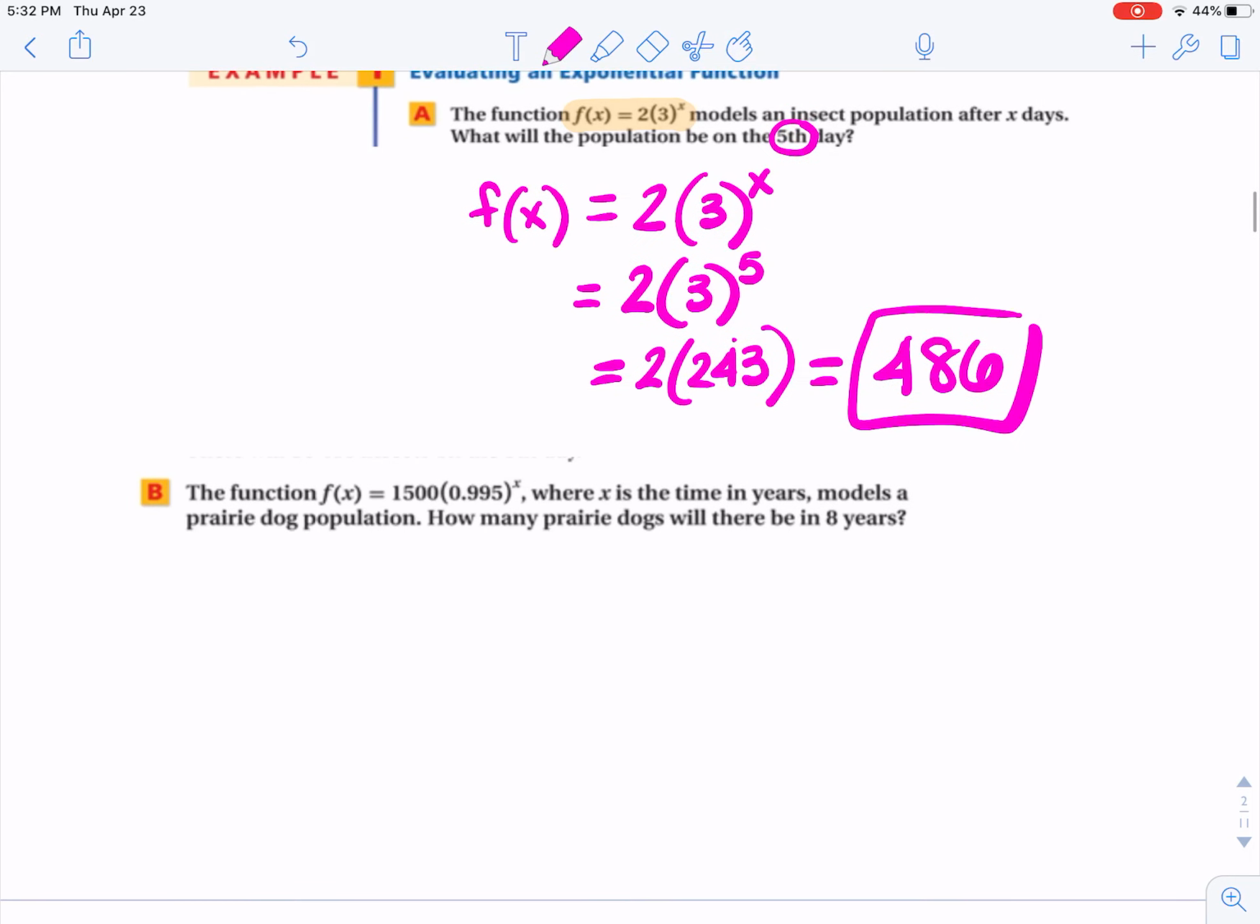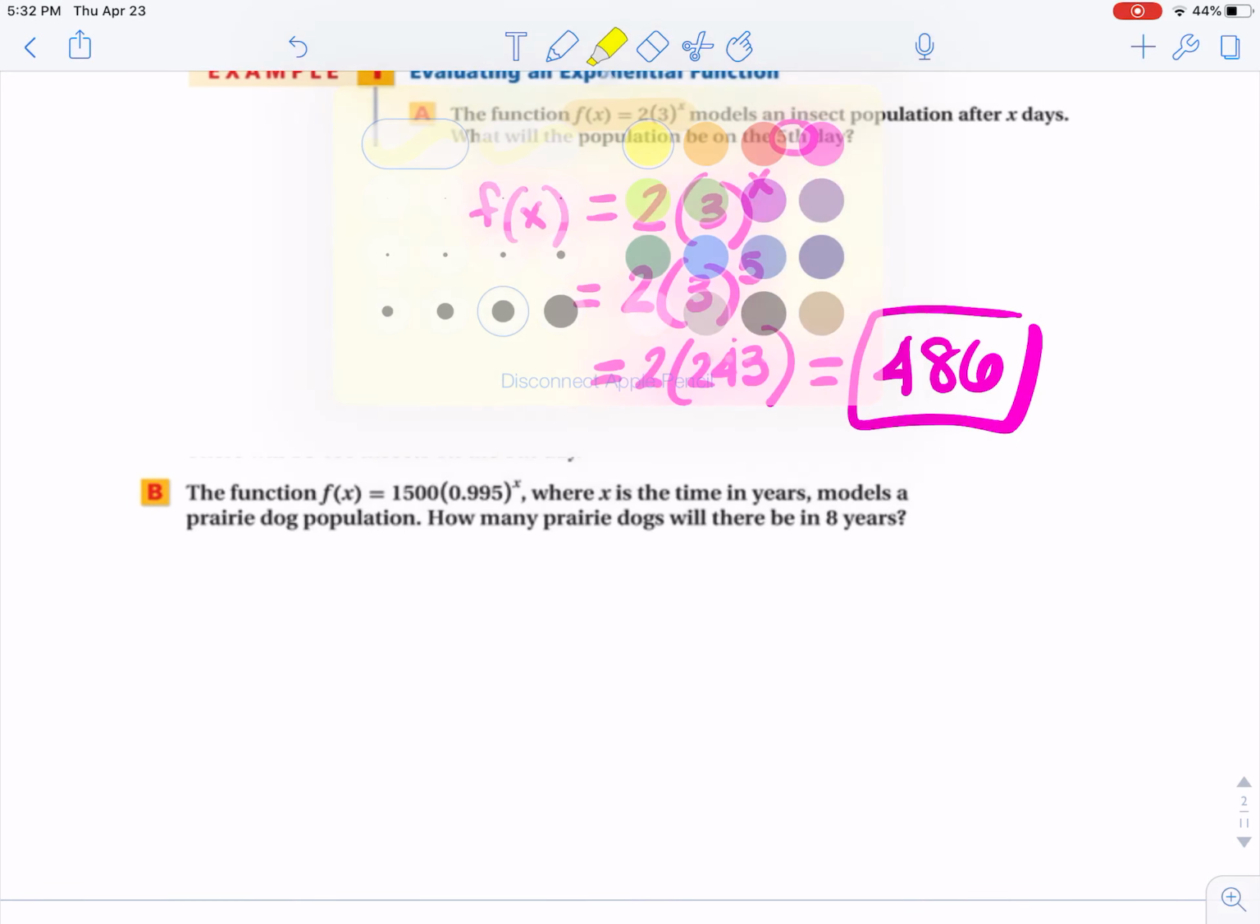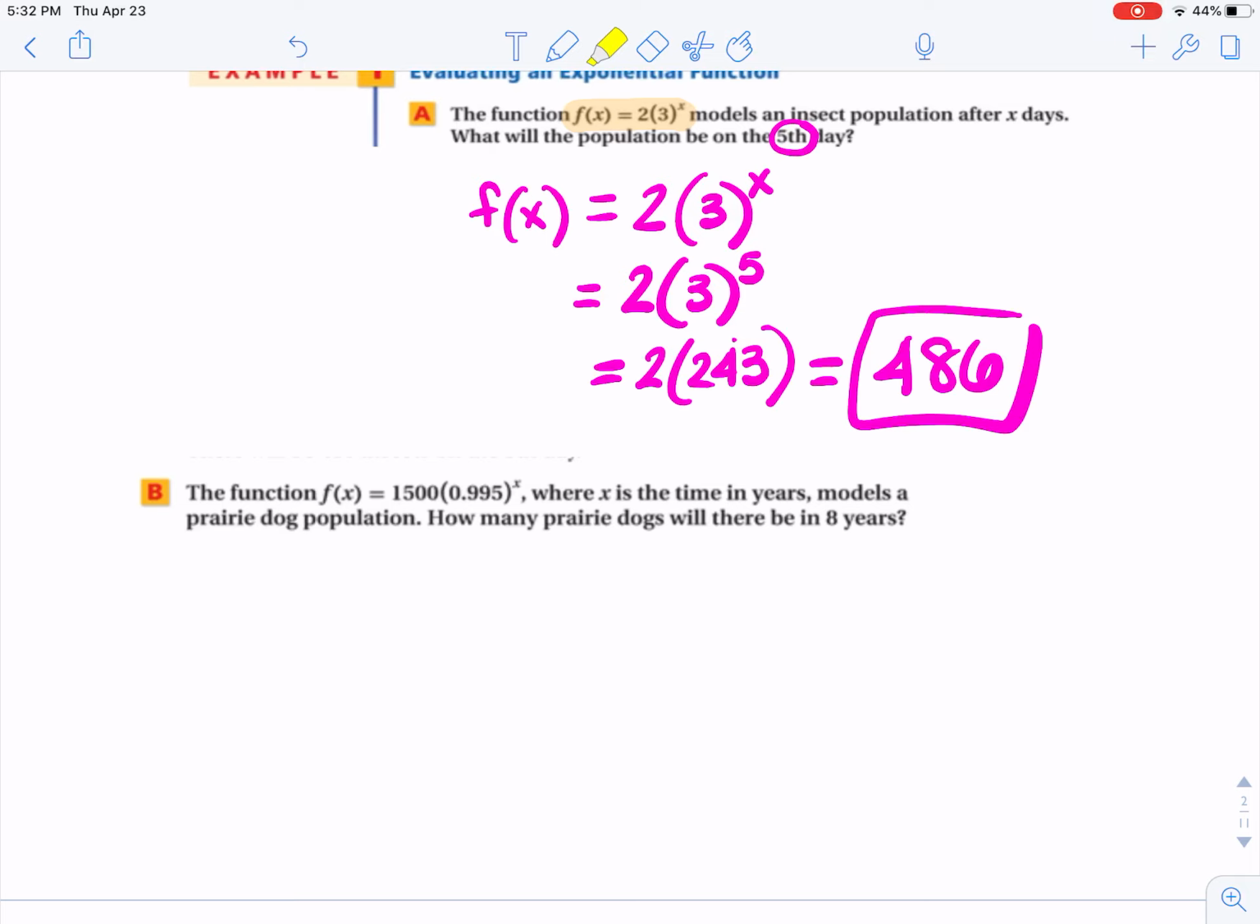Now, the second one that we are going to do, the function of f of x equals 1500 times 0.995. Because of this 0.995, they're talking about prairie dogs here. Again, I told you that if that common ratio is less than 1, that's going to tell you that this population is decreasing. Something's going on with the prairie dogs. Maybe they're sick. Maybe they're just not mating like they should be. There could be weather problems. Who knows? Whatever the reason is, people are hunting them. I don't know. But whatever it is, the population is decreasing.